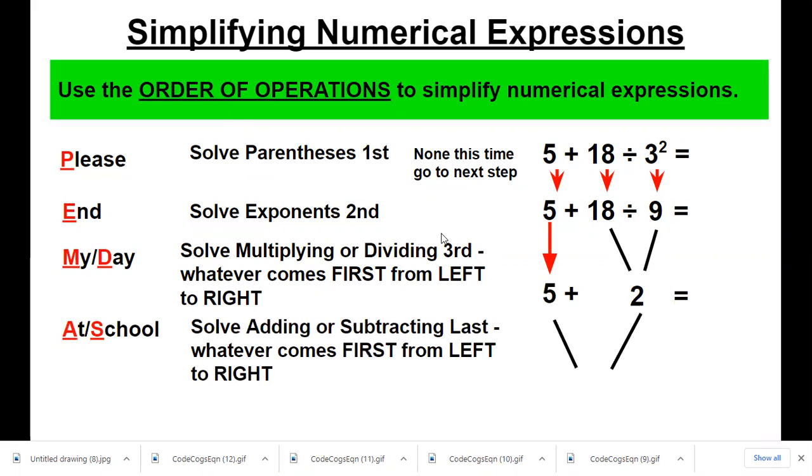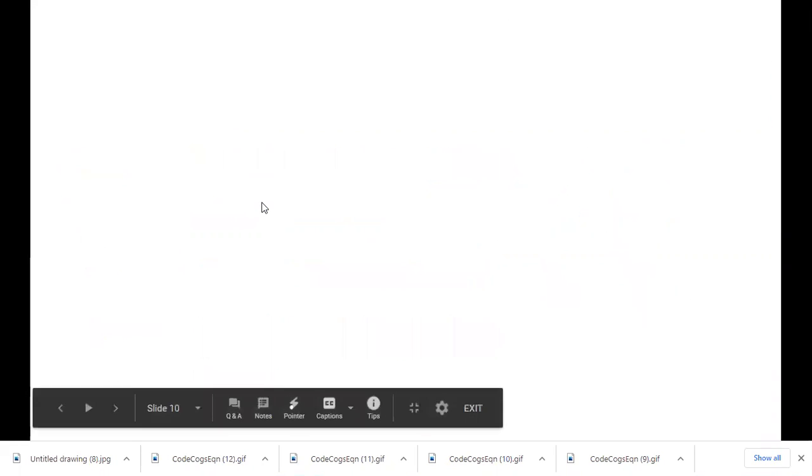The answer is 7. Now, if we would have done this out of order, we would have gotten a different answer. So we have to follow the steps, and we have to make each level, we have to rewrite the new step each time. So let's try another one.